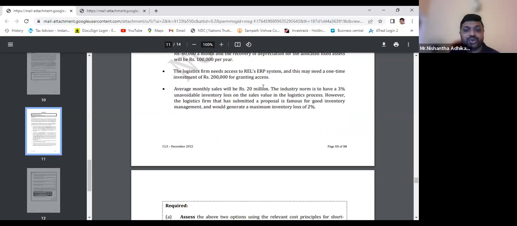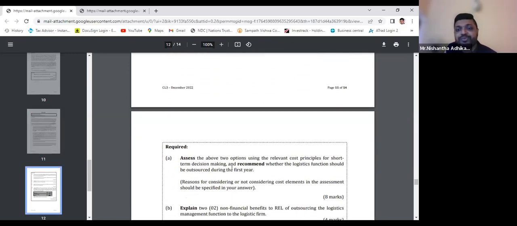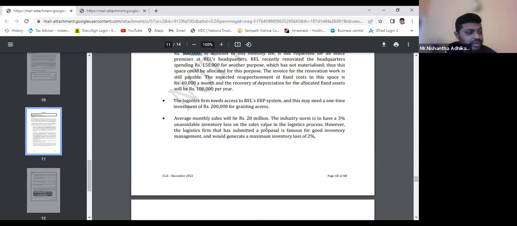Average monthly sales will be 20 million. The industry norm is to have a 3% unavoidable inventory loss on the sales value in the logistic process. However, the logistic firm that has submitted the proposal is famous for good inventory management and would generate a maximum inventory loss of 2%. Right, a 1% saving will be there. 20 million into 1%, it will be 200,000. Per annum, you can save 2.4 million in inventory loss. It is relevant, it is a cost saving. Now you have to look at the net benefit.